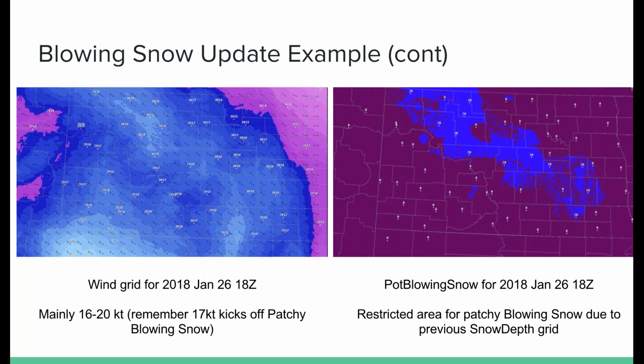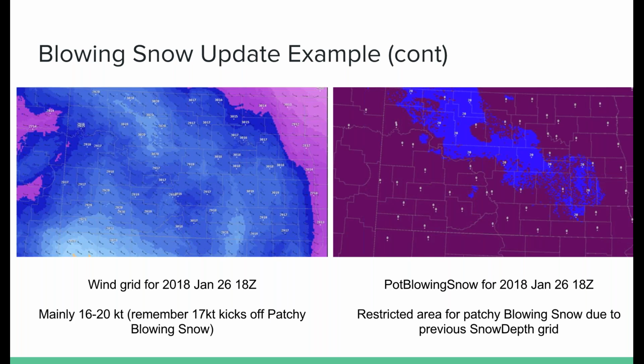And on the right, you'll see now the restricted area for patchy blowing snow. In the past, it would have been pretty much anywhere that had that 17 knot threshold. Now we're utilizing the no-risk snow, other data to come up with where you can actually blow the snow.